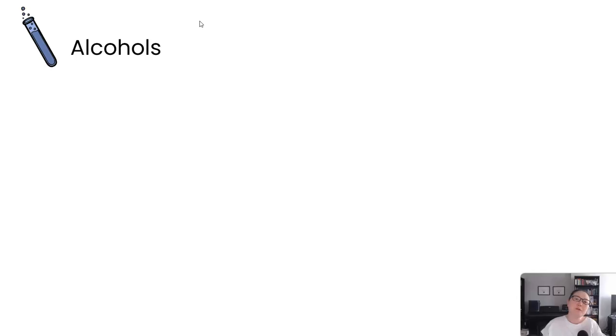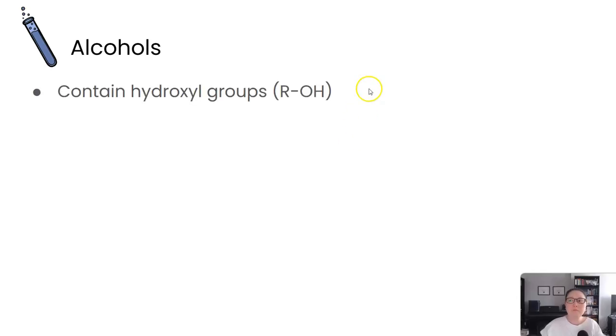The first one we'll cover is going to be alcohols. Alcohols contain hydroxyl groups, and those hydroxyl groups are OH groups. You might be able to see where the name comes from. Your OH minus anions are hydroxide ions, hydroxyl groups, and so on and so forth.